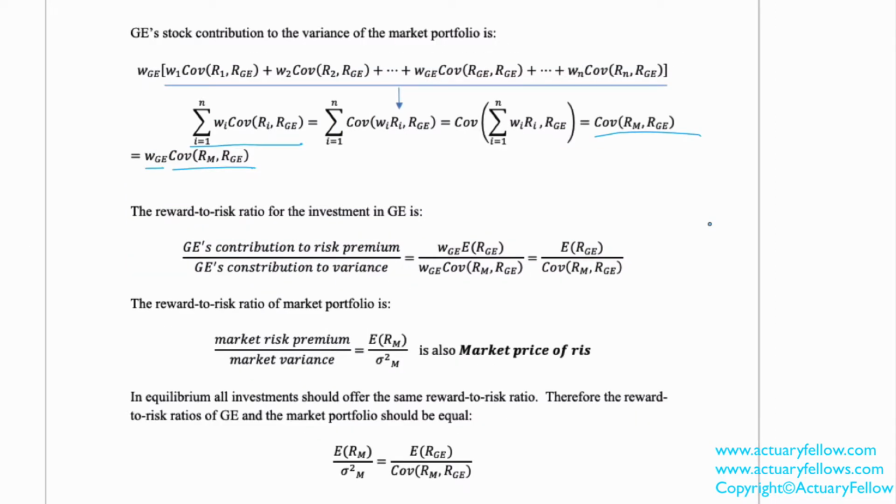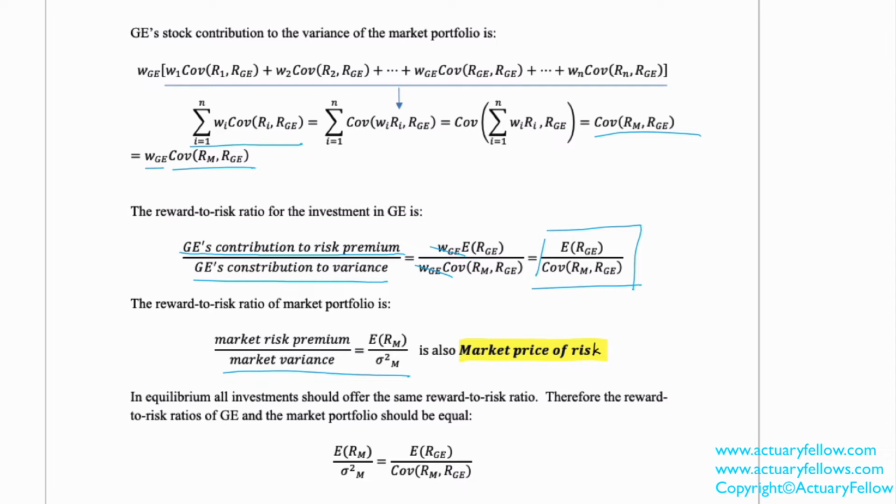The reward to risk ratio for the investment in GE is GE's contribution to portfolio risk premium divided by GE's contribution to portfolio variance. The weight is cancelled out. What is left is GE risk premium divided by the covariance between GE and the market portfolio. Similarly, the reward to risk ratio for the market portfolio is market risk premium divided by market variance. It's known as the market price of risk.